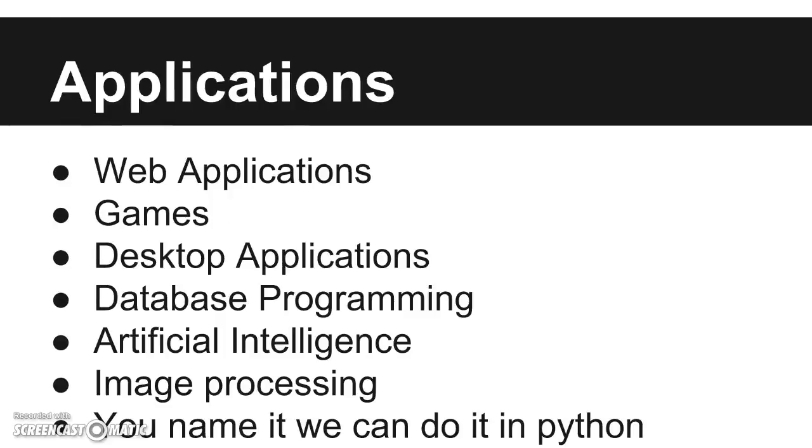So what applications can we build using the Python programming language? We can build web applications, we can build games, desktop or mobile apps, mobile games for Android or iPhone, iOS, and we can create desktop applications. We can do database programming and it is widely used in artificial intelligence, image processing, and you name it, we can do it with Python programs.